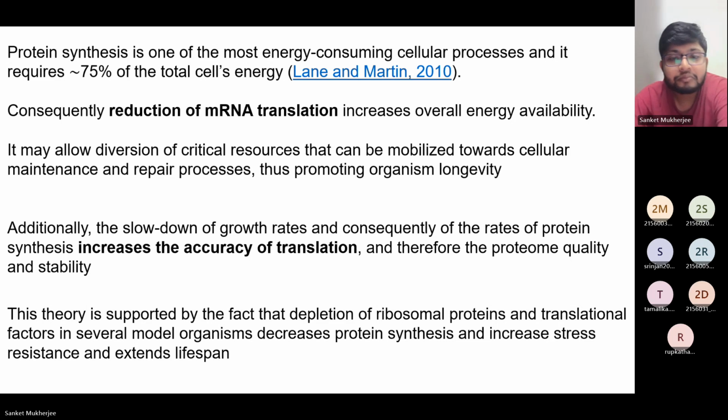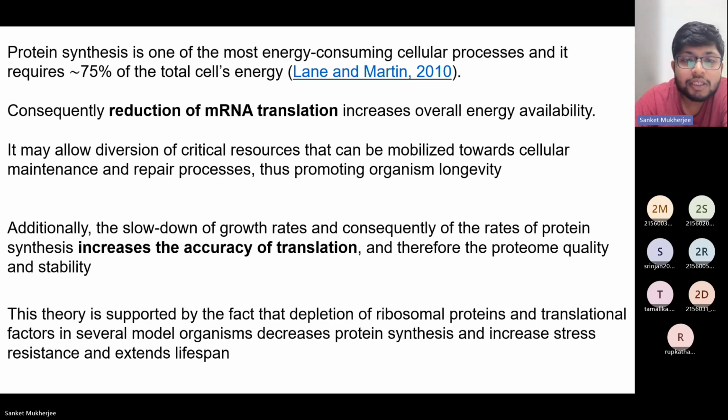And so this theory is supported by the fact that depletion of ribosomal proteins and translational factors in several model organisms decreases protein synthesis and increases stress resistance and extends lifespan.